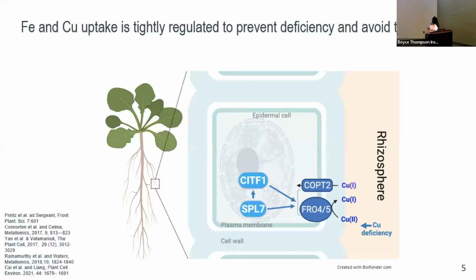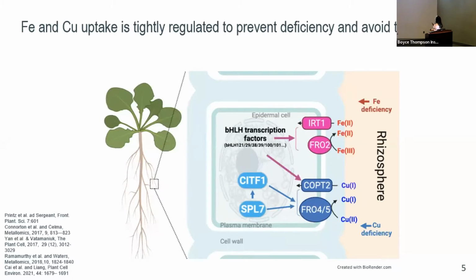This figure represents a simplified version of the molecular pathways that maintain copper and iron homeostasis. In copper deficient conditions, SPL7 and CYF1 transcription factors, part of the bHLH family, are induced by copper deficiency and activate transcription of COPT2 and FRO4/5 that work to uptake copper from the soil. Additionally, we have a dozen bHLH transcription factors that are induced by iron deficiency and work to activate IRT1 and FRO2, which uptake iron from the soil.